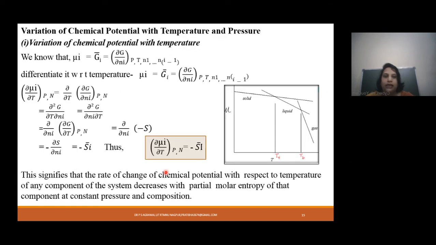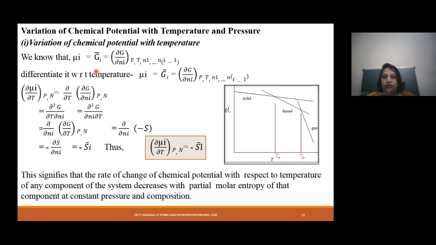Now we will see how this chemical potential varies with temperature and pressure. First, variation of chemical potential with temperature. We know that chemical potential μi is nothing but a partial molar free energy, meaning change in free energy with ni constituent at constant pressure, temperature and other constituents.